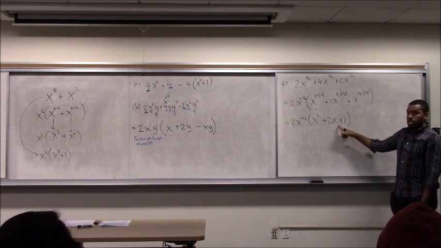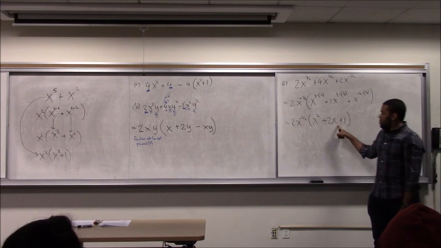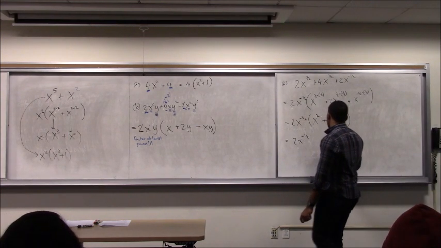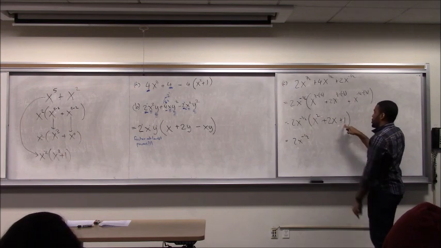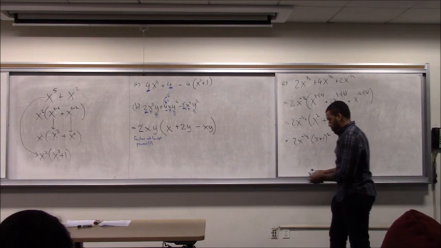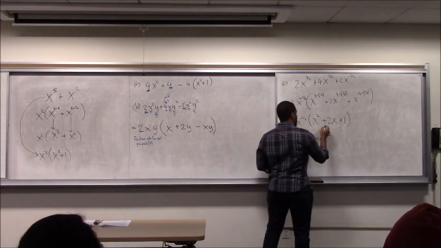Can we factor that? X plus 1, X plus 1. Right, that's a perfect square. This is half of that squared. So that's the factor. Perfect square.